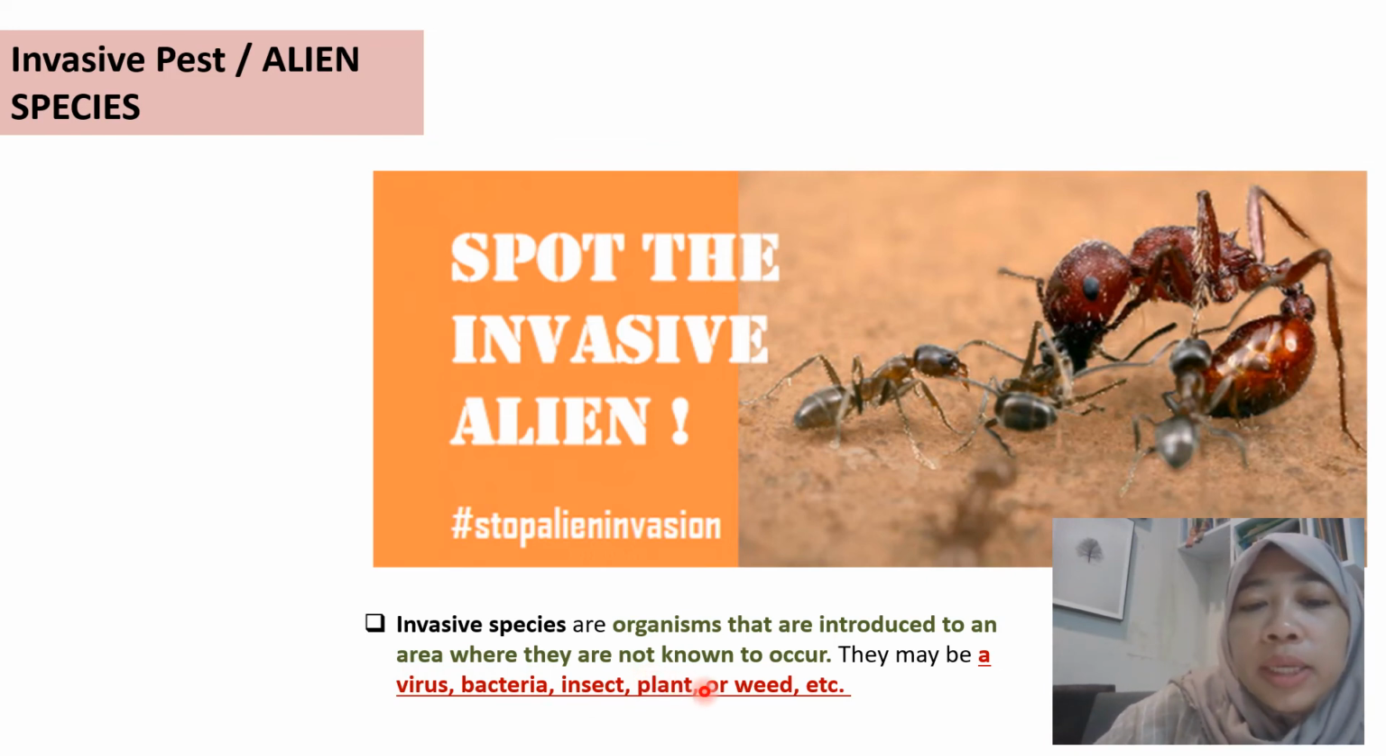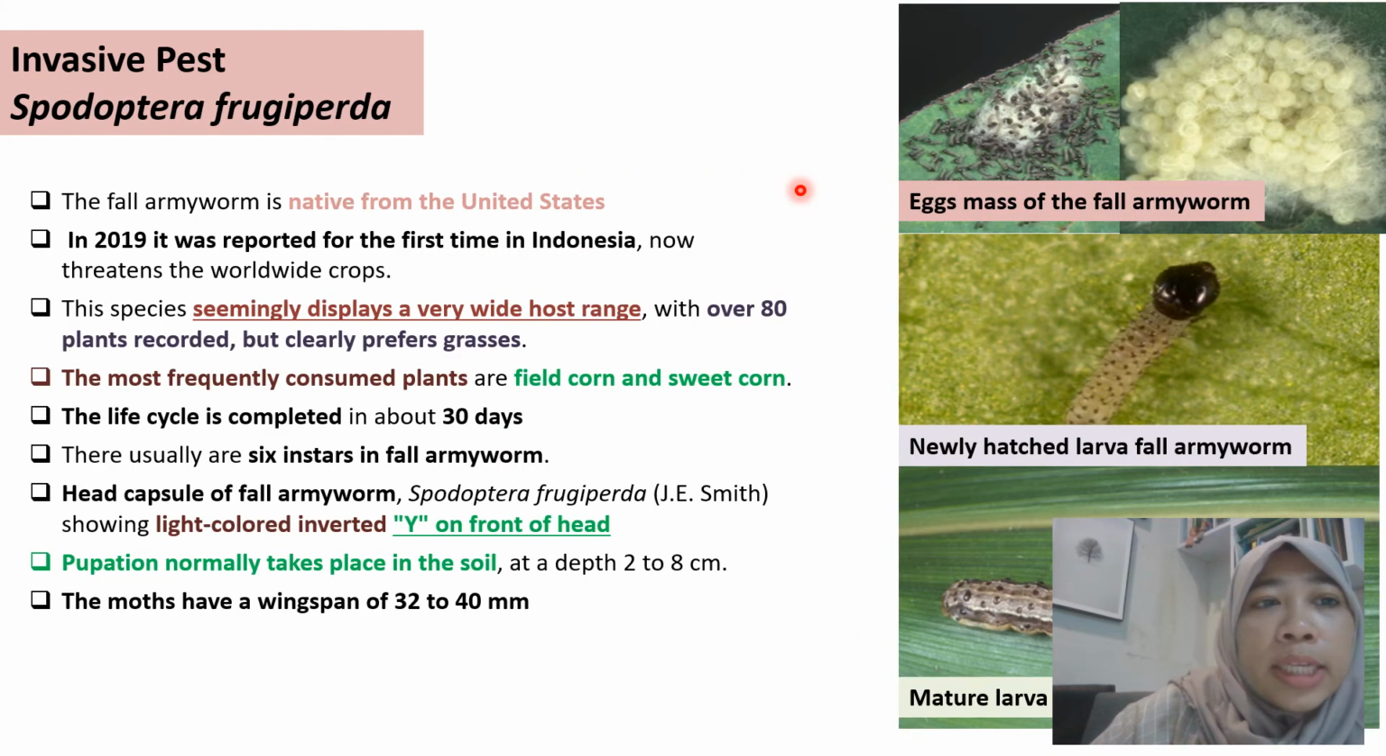So invasive species or alien species can enter a country, and they will threaten our biodiversity and also our crops. What is an example? The example is Spodoptera frugiperda. They came from the United States and entered Indonesia in 2019.